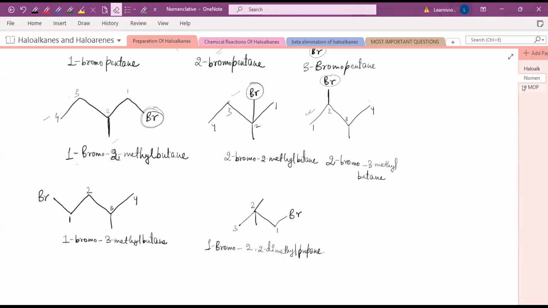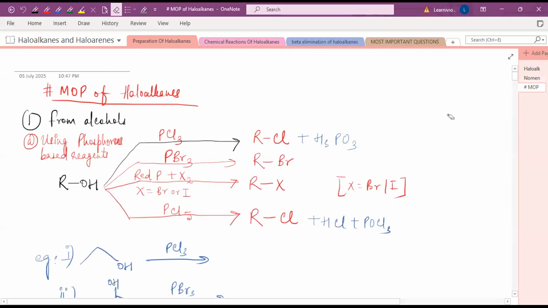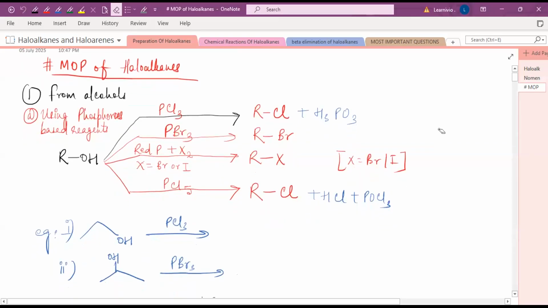Okay, so next topic is method of preparation of haloalkanes. Okay, so that's very important. So just please be focused here. Method of preparation of haloalkanes. So let's see what are the methods by which we can prepare the haloalkanes.